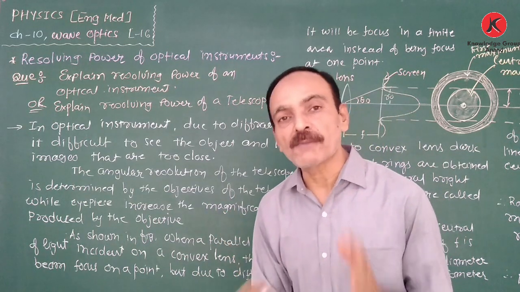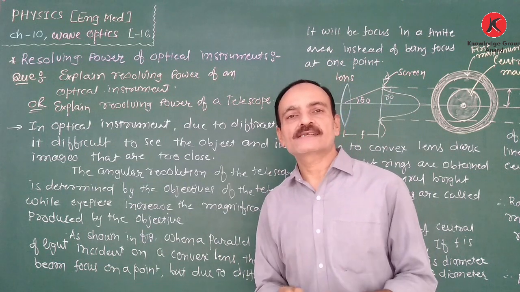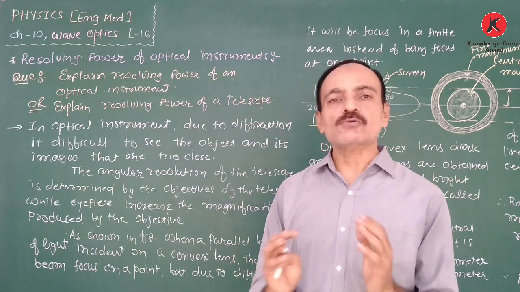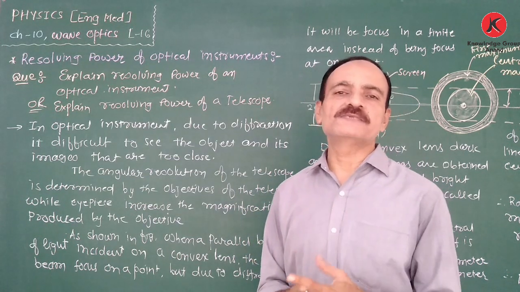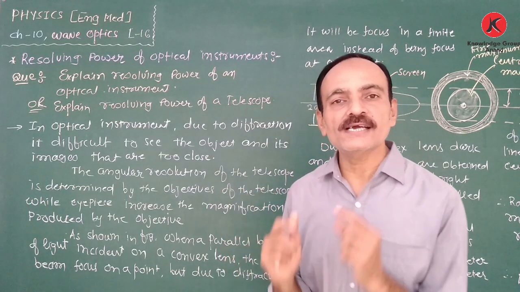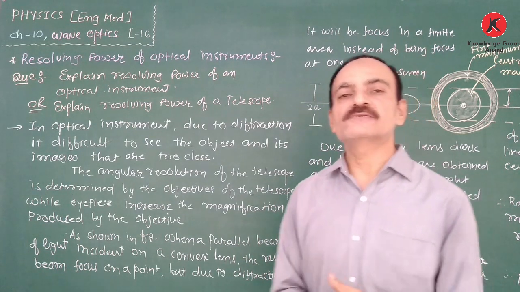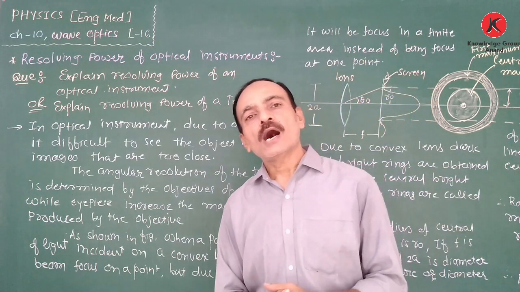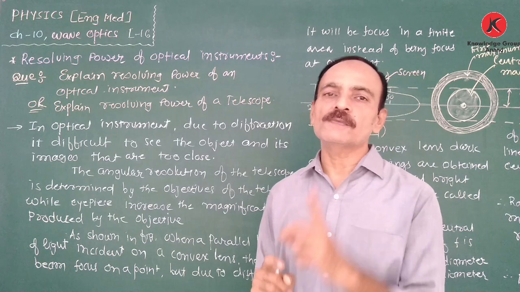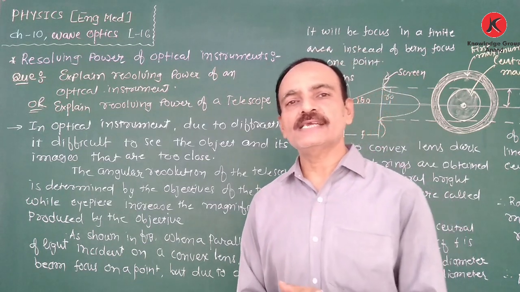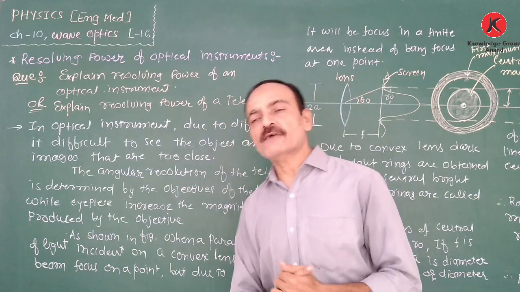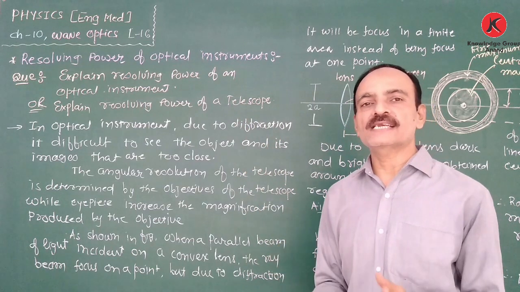First thing, what is resolving power? Resolving power is the ability of an instrument to produce separate images of two closely spaced objects. If two objects at a far distance are not seen clearly by our eye, then we use a telescope. How the images of these two close objects are formed by the telescope is known as the ability, or the resolving power, of the telescope. So here we are going to discuss that. What does the resolving power of a telescope depend on?